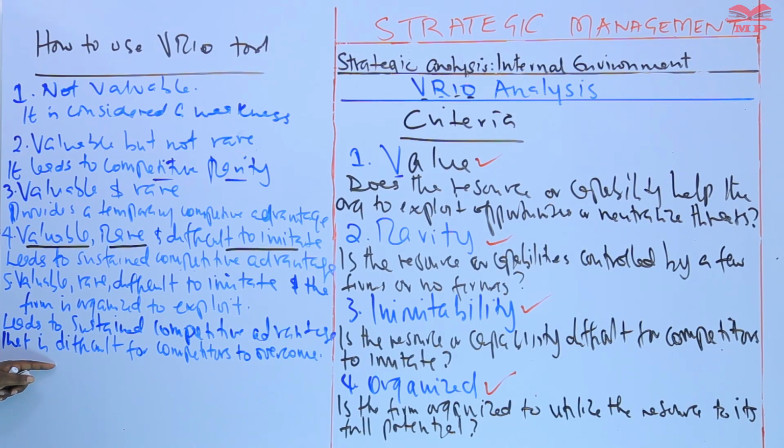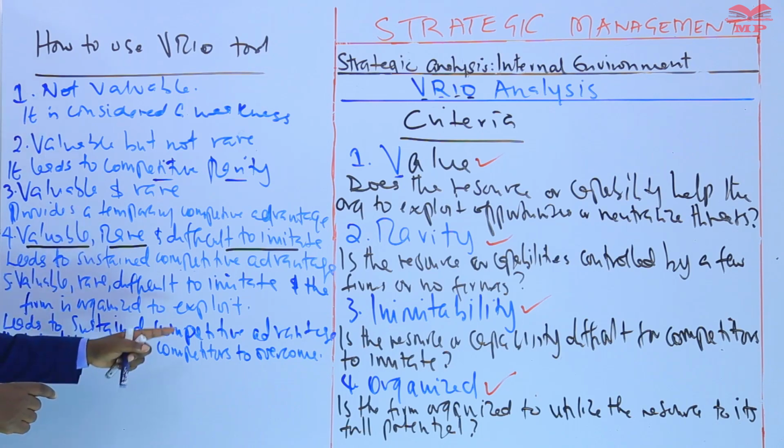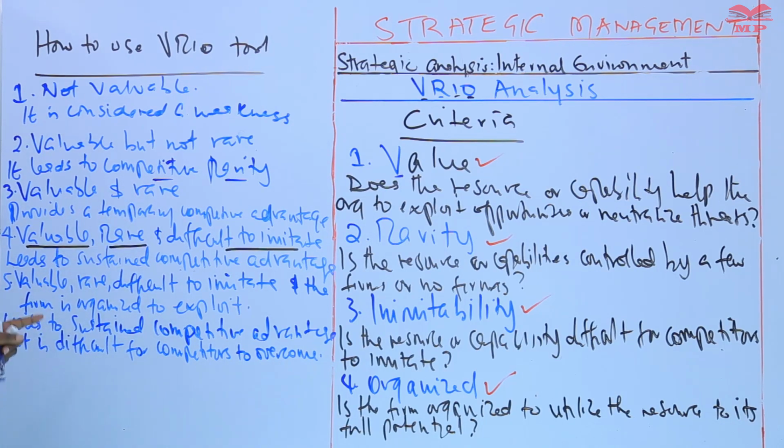You understand? If a resource or capability is valuable, it is rare, is difficult to imitate, and the firm is organized to exploit it, then that leads to a sustained competitive advantage that is difficult for competitors to overcome. You understand?